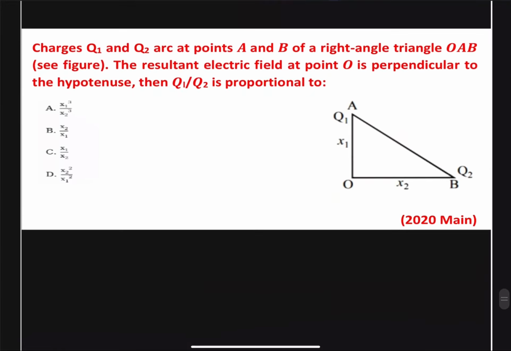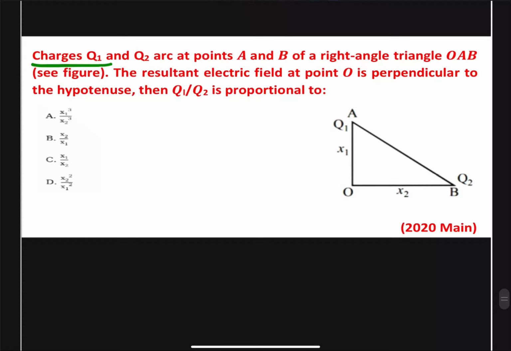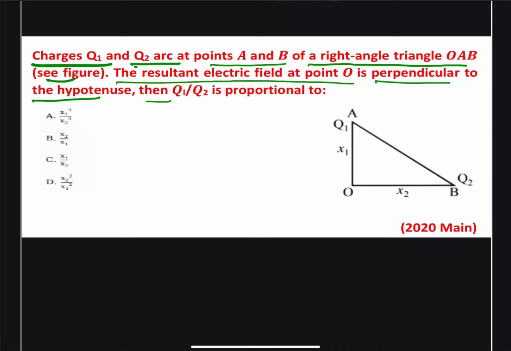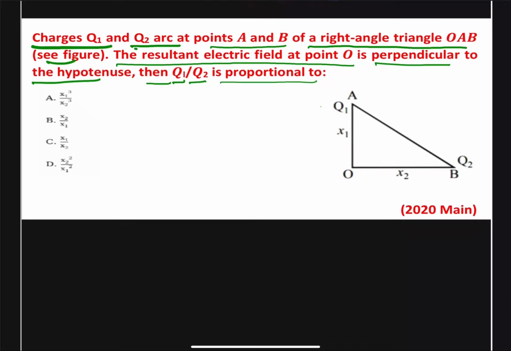Next question. We are given charges Q1 and Q2 at points A and B of a right angle triangle OAB, see figure. The resultant electric field at point O is perpendicular to the hypotenuse. Then Q1 upon Q2 is proportional to what? So we are given that the resultant electric field is perpendicular to the hypotenuse and both charges are positive. So the direction of the electric field will be away from both.